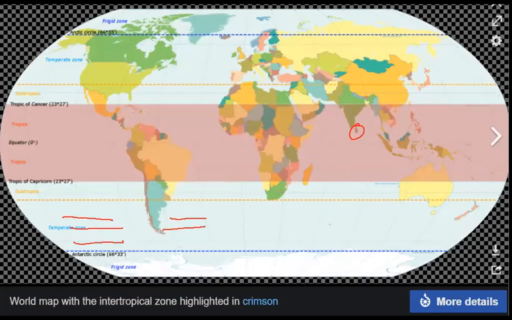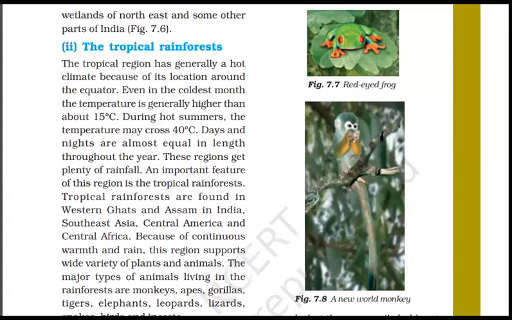Okay, very good, everyone. See, Capricorn is a line, okay? Just a line. Okay, everyone.